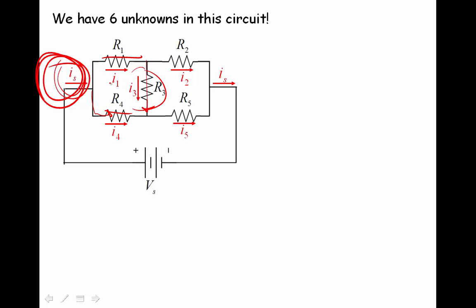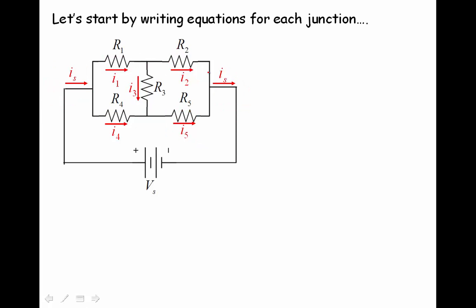I'm putting it in as down. You could easily put it in as up, and then if you guess wrong, then when you solve the simultaneous equations, you'll just get a negative sign, which will indicate to you that your direction that you guessed is actually the other way. So here's a current, and then there's a source current coming out again.